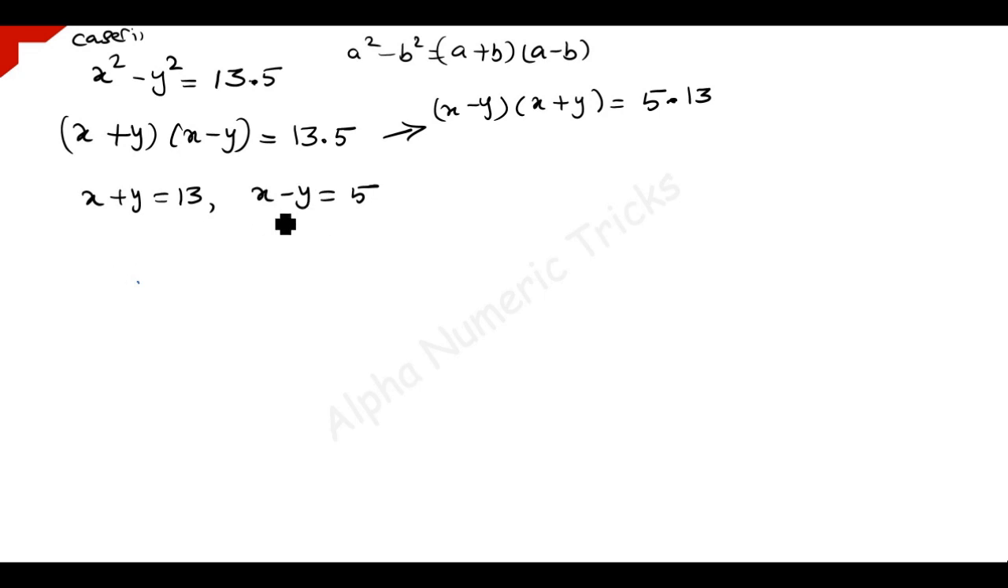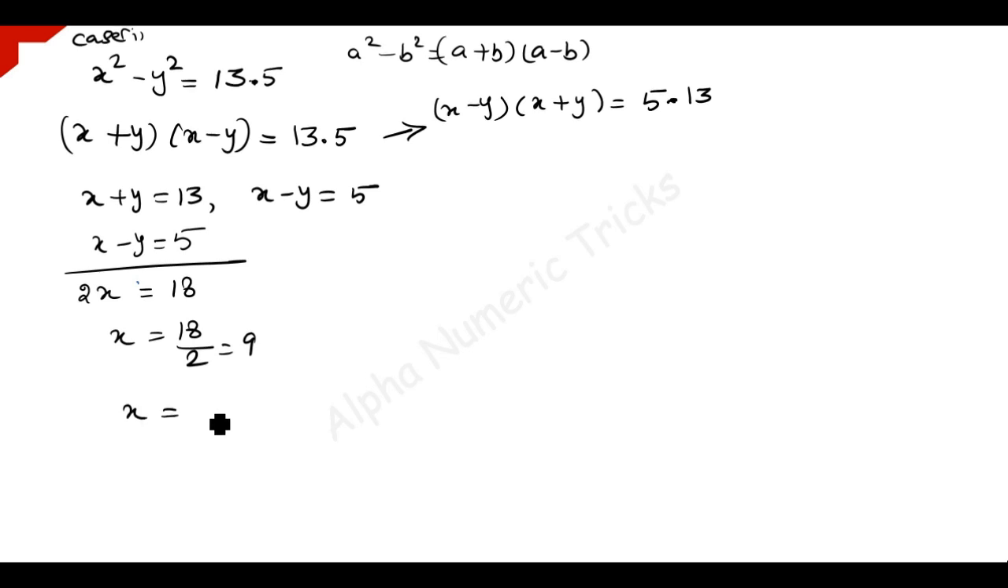x plus y is equal to 13 and x minus y is equal to 5. Adding these two, 2x is equal to 13 plus 5, which is 18, so x is equal to 18 over 2, which is 9. So x is equal to 9. Substituting x is equal to 9 in any of these equations, 9 plus y is equal to 13, or y is equal to 13 minus 9, which is equal to 4. So x is equal to 9 and y is equal to 4.